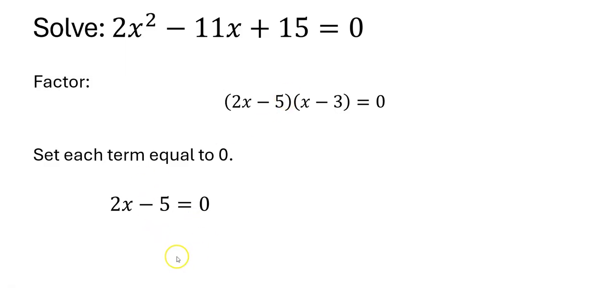So 2x minus 5 equals 0. This is a two-step equation. So we're going to add 5 to both sides, then divide by 2. So our first answer is 5/2. Our other term is x minus 3, so we set that equal to 0. Add 3 to both sides, and we end up with x equals 3. So for this last equation, our two solutions are x equals 5/2 and x equals 3.